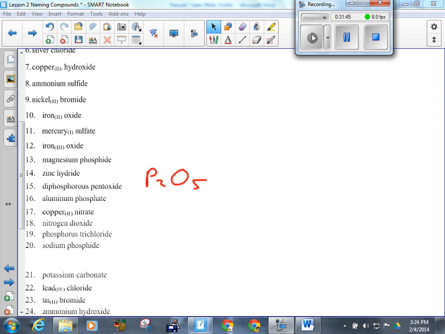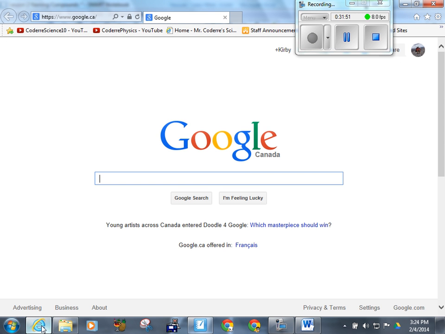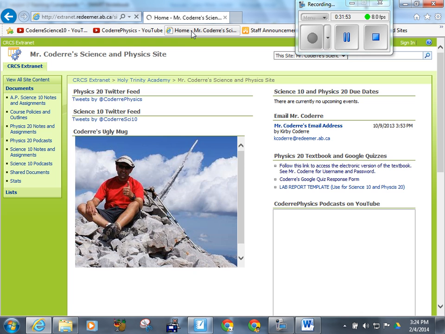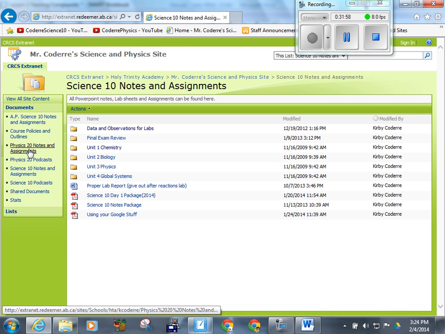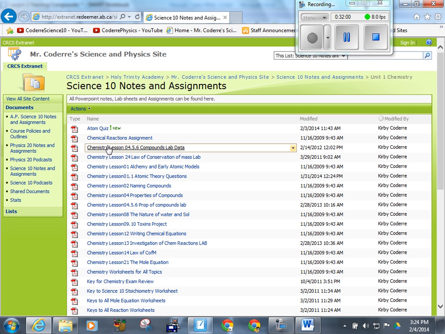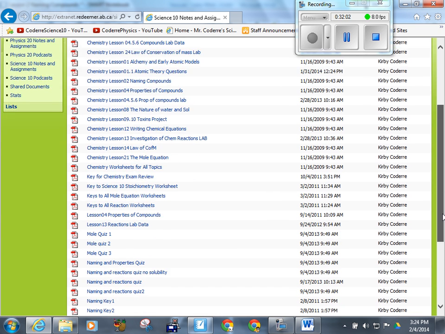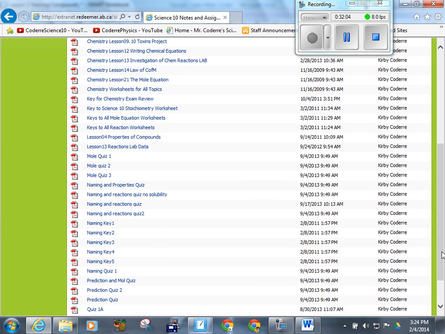Okay, you can check because the keys for all of the worksheets you're going to get are on my website. So if you go to the website here, and then you go to Science 10 Notes and Assignments, and you go into Chemistry, you'll see down here key, or naming key, naming key, naming key. All of these. All right, just open those up and match it up with the sheet you're doing.